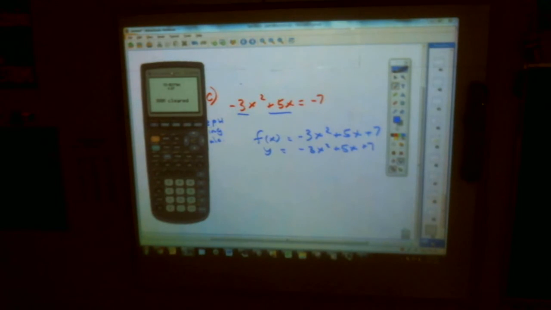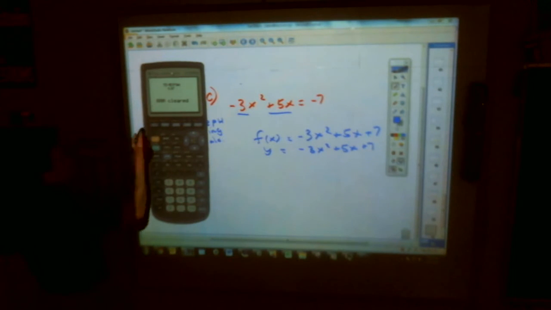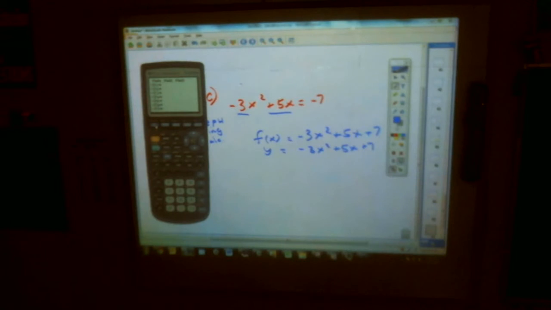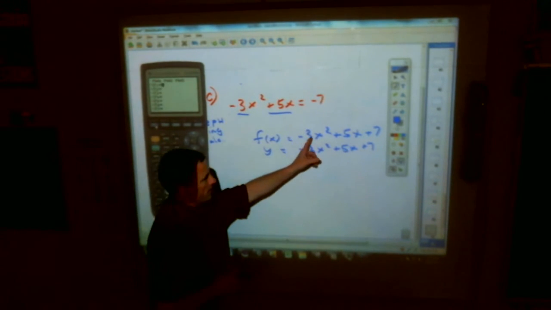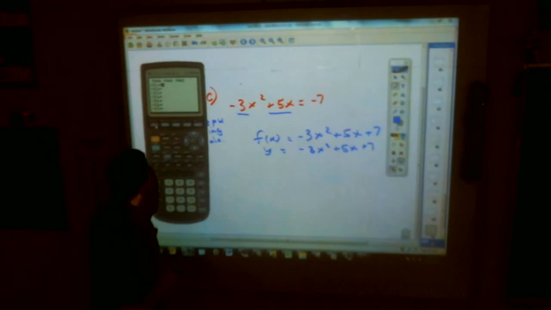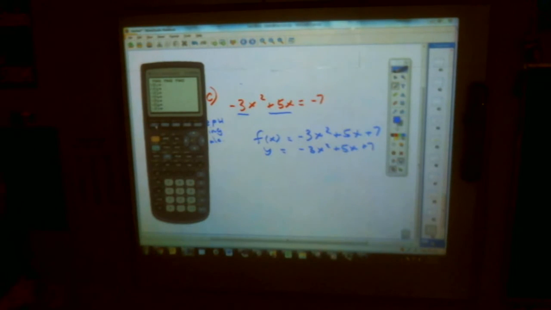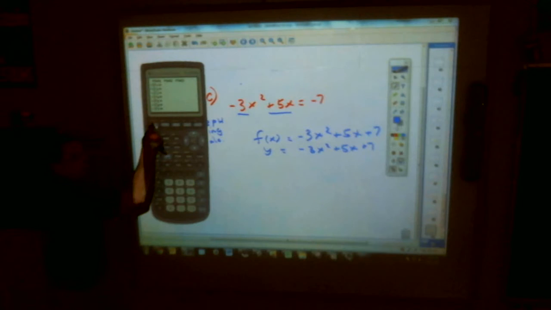All right. So turn it on. Just turn it on. I believe that's the on button. Hit y equals. I think that's it. And you'll get that screen that looks like this. And you are just going to enter it. Top left corner. Push this button here. That's the same on your calculator.